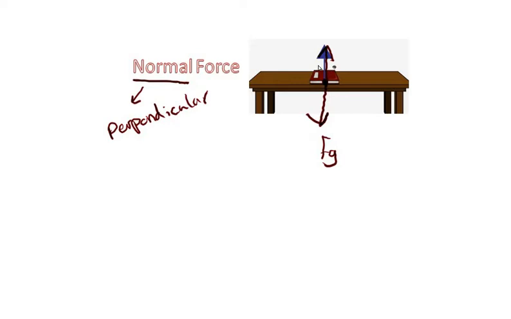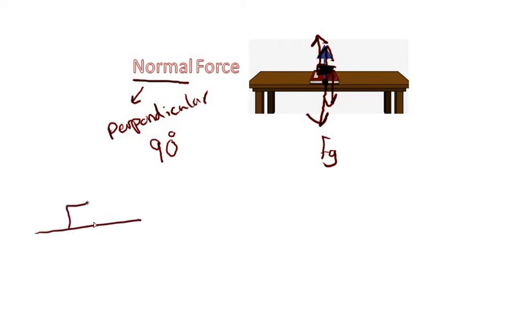If I add another book here, Fg will be more. So Fn will increase as well with the same amount because it's a type of response forces. It's always perpendicular to the surface. Perpendicular means that the angle between the force and the surface is 90 degrees.